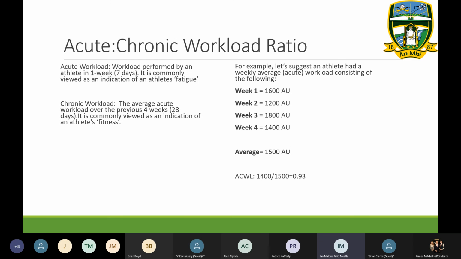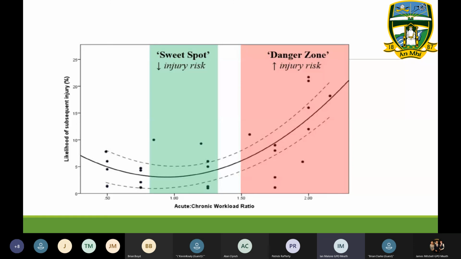So how you get your acute chronic workload ratio is you pick one of your weeks. You might have week 4, for example, which is 1,400, and you divide it by your chronic workload, or your average over those 4 weeks, which is 1,500. As you can see, we do that figure there, and we get 0.93. When we're talking about acute chronic workload, it's generally thought that the range you want to be in should be between 0.8 to 1.3. If you're outside of that range, there's either too much training going on or not enough. And it's very important to get that optimal level of training for a number of reasons.